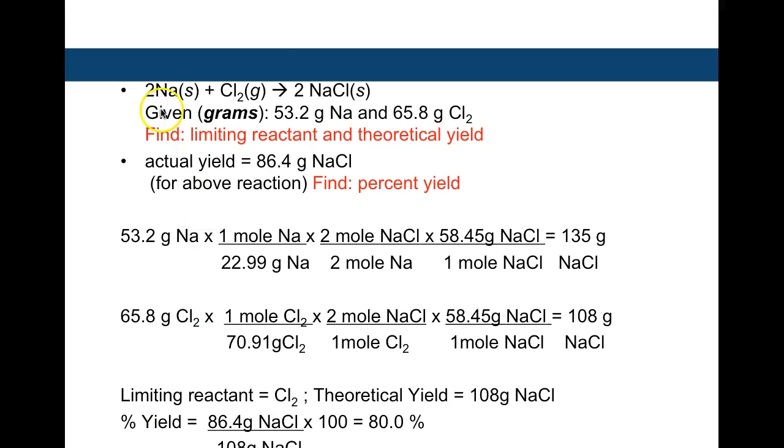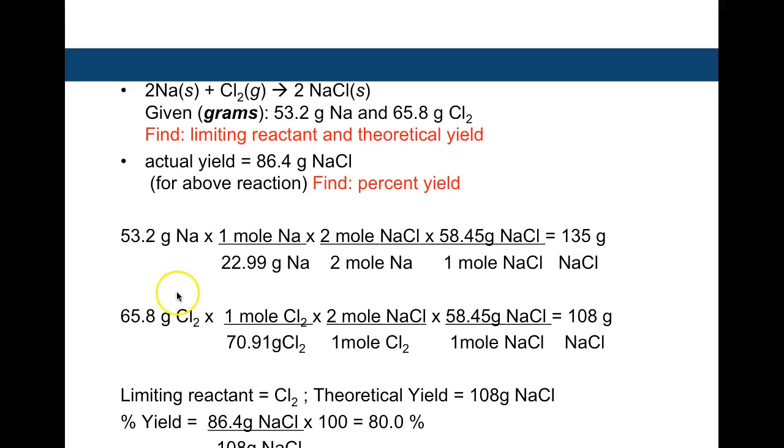So that first one where sodium reacts with chlorine to give you sodium chloride. Okay. So here you have 53.2 grams of sodium. You convert it to moles of sodium using the molar mass of sodium. And then according to the reaction, 2 moles of sodium is giving you 2 moles of sodium chloride. And so then you convert the moles of sodium into moles of sodium chloride. And once you have the moles of sodium chloride, you multiply by the molar mass of sodium chloride. And it comes out to be 135 grams of the sodium chloride.